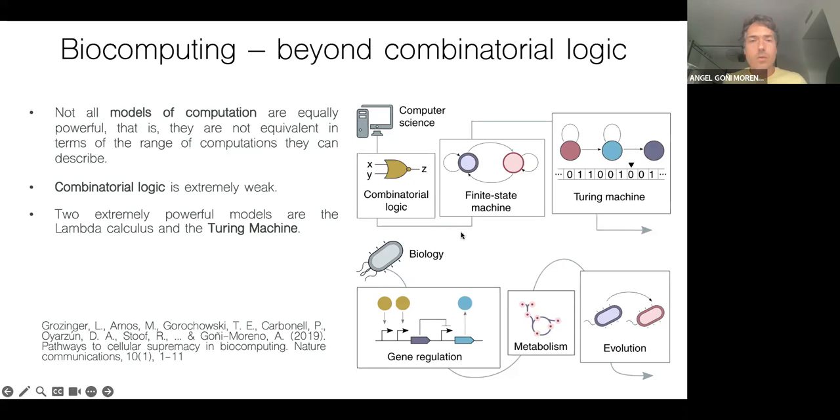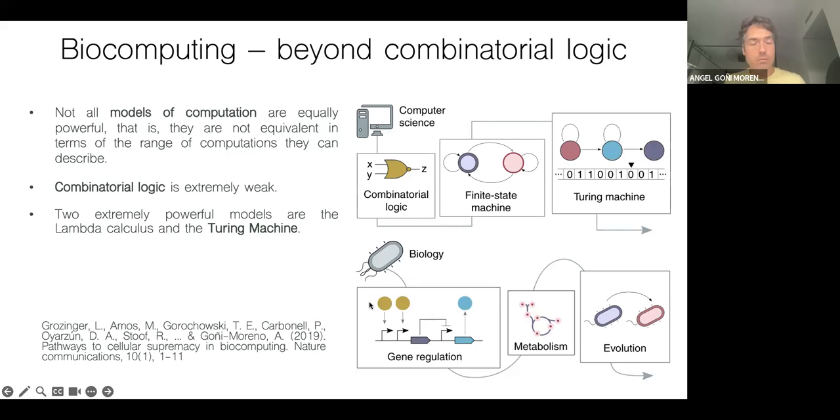In computer science, you find combinatorial logic, and then finite state machines, Turing machines, all in increasing complexity. With combinatorial logic, you cannot do that much. These are relatively easy and very weak models of computation, and then finite state machines, Turing machines, and so on. And in biology, you have very different processes, let's say, or mechanistic primitives, also we could say, that are used to process information at different levels.